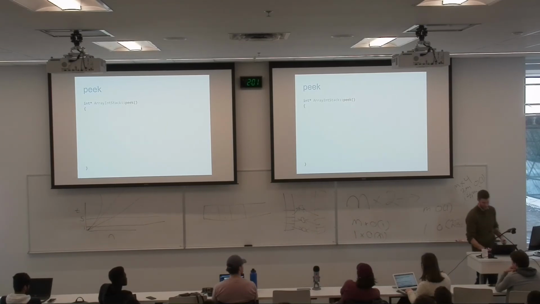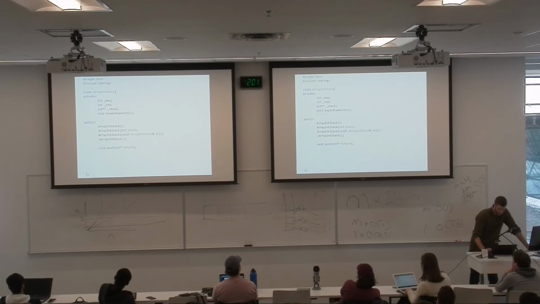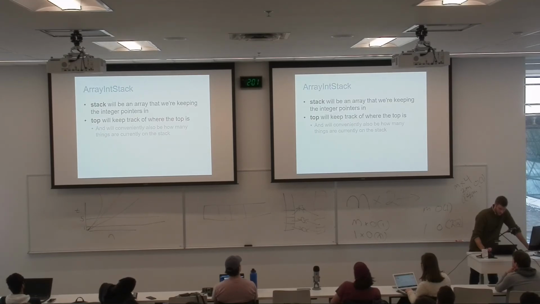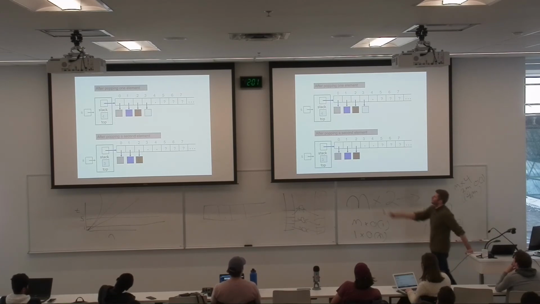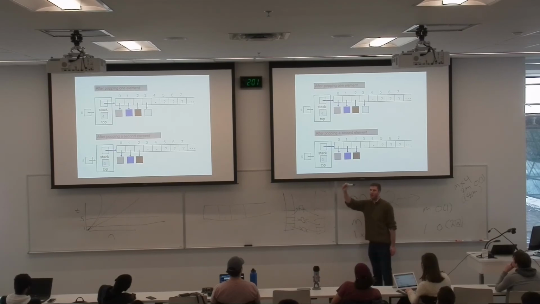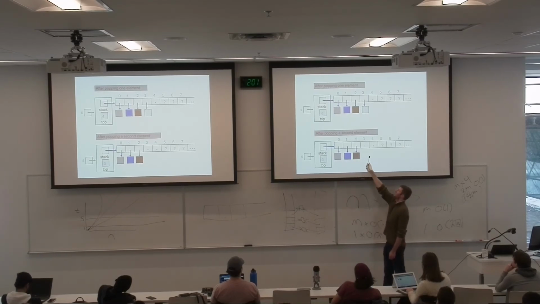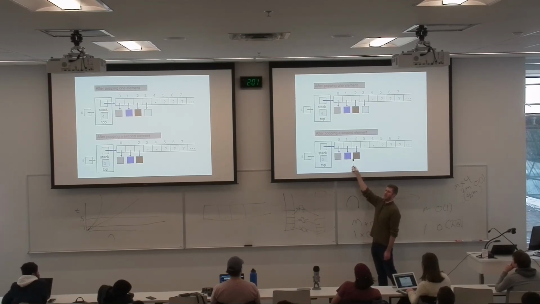Let's go back to our little picture, because that'll explain everything. In this situation, on that bottom line, what is top? Three. If I want to add something, where does it go? Three. If I want to pop something, do I pop it from three? No. I pop it from 3 minus 1.